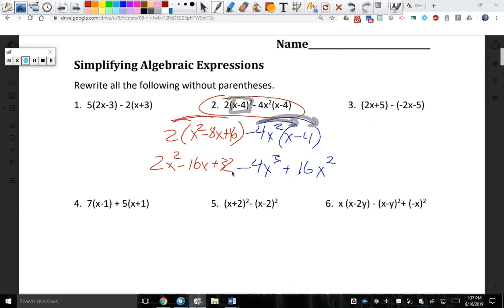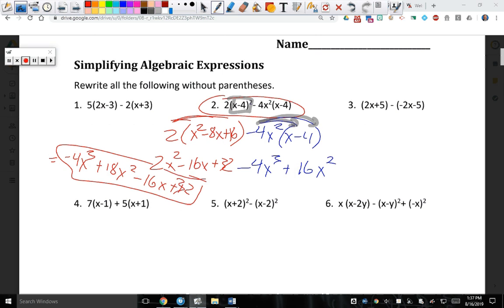Matt, what would you get when you simplify? Negative 4x cubed plus 18x squared minus 16x plus 32. Yep, 32. And that would be the answer. Awesome. Alright, so again, we're getting rid of simple errors here, okay?